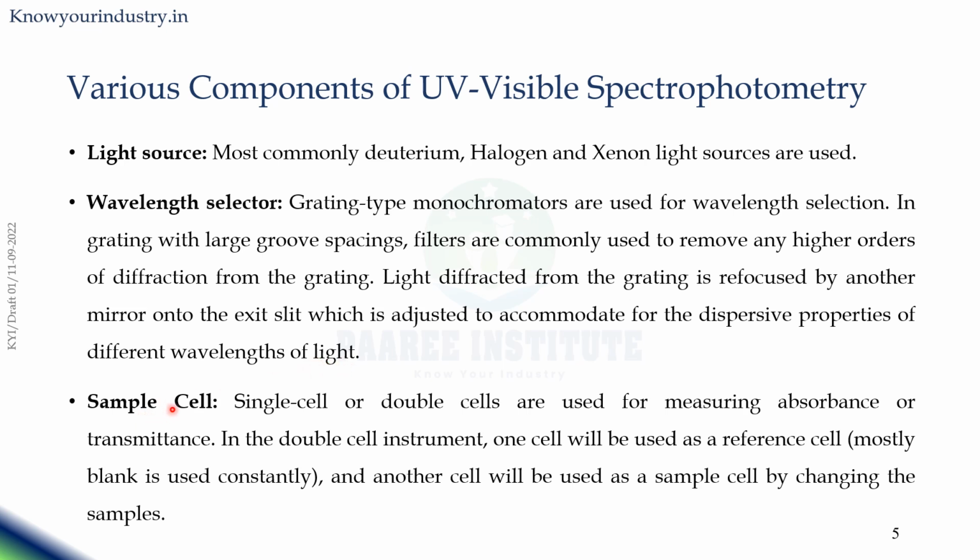Then it comes to the sample cell. These are also called cuvettes. So these cuvettes or sample cells are either a single cell type of instrument or a double cell type of instrument. Both are available. These cells are used for measuring the absorbance or the transmittance. In a double cell instrument, one cell will be used as a reference cell. Generally in the reference cell, we use the blank sample, and the other cell will be used for the sample, which can be changed frequently for different samples.